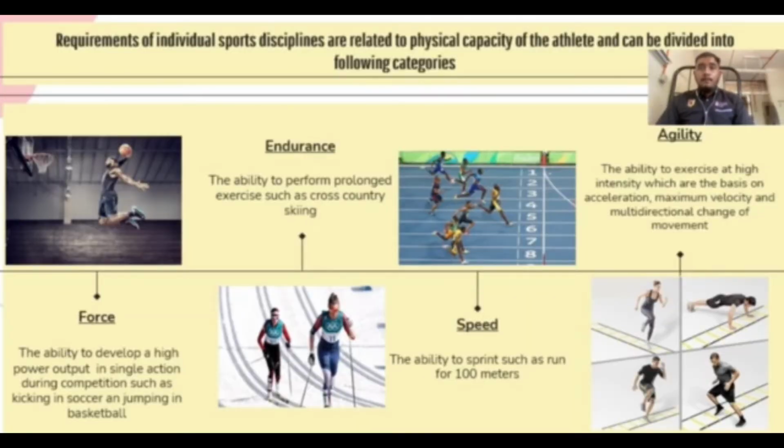So the requirements of individual sport disciplines are related to the physical capacity of the athlete and can be divided into the following categories. The first one is force, the ability to develop a high power output in a single action during competition, such as kicking in soccer and jumping in basketball. Next is endurance, the ability to perform prolonged exercise such as cross-country skiing. The next one is speed, the ability to sprint, such as for 100 meters. And the last one is agility, the ability to exercise at high intensity, which is the basis of acceleration, maximum velocity, and multi-directional change of movement.